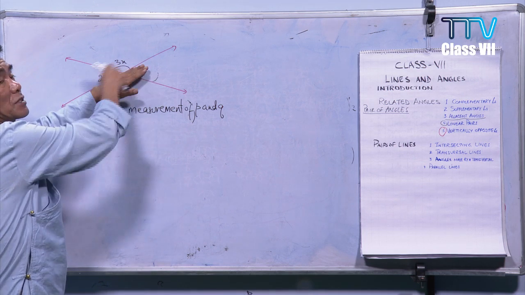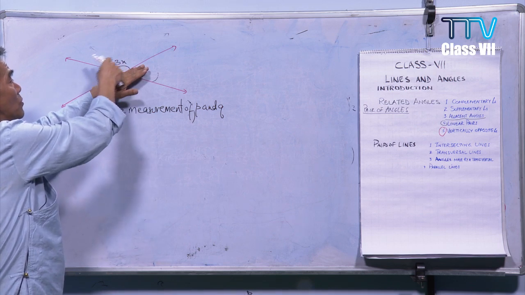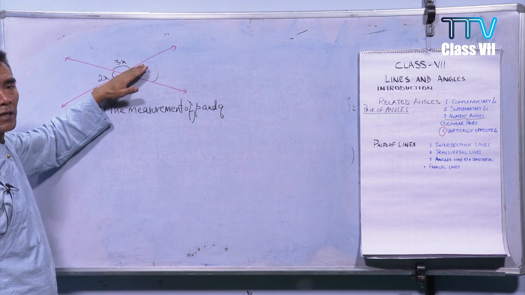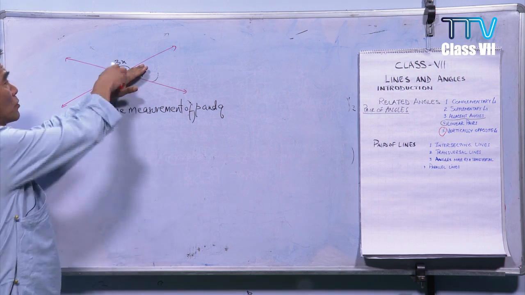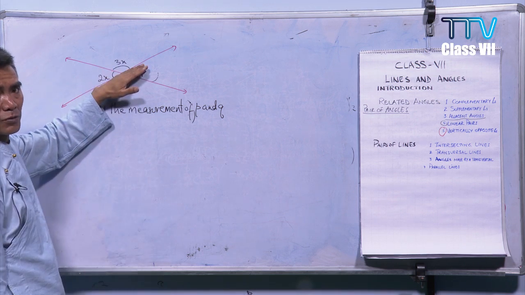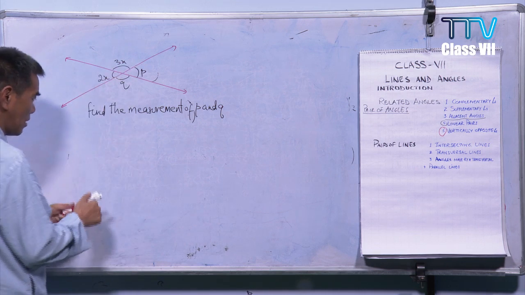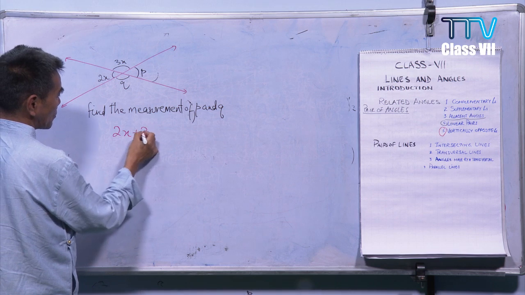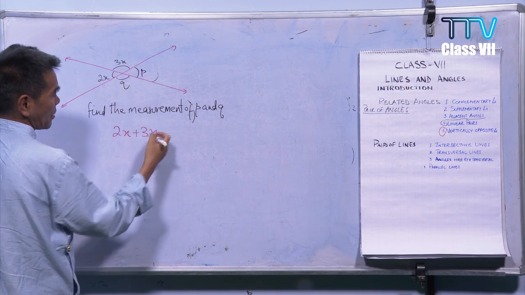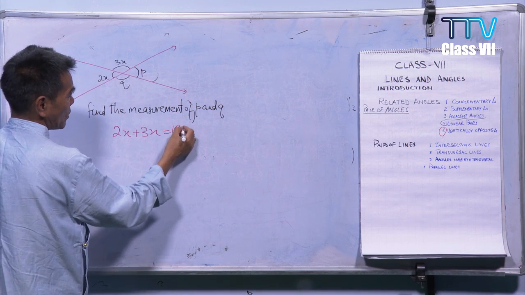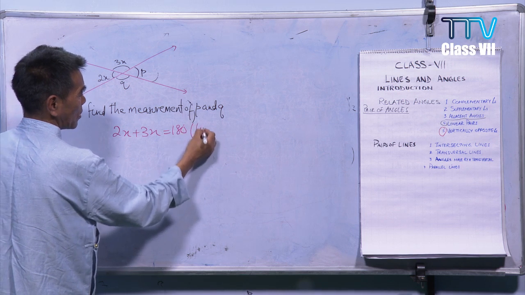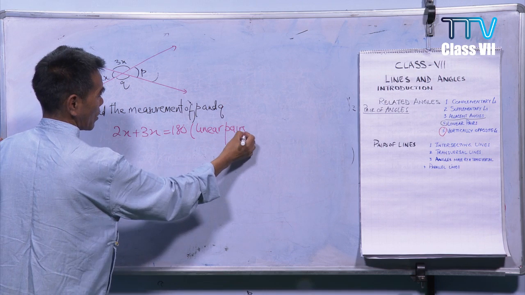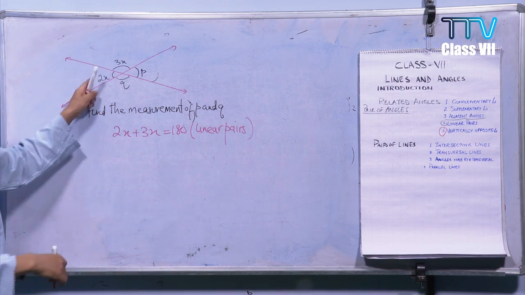This is a straight line. So what do you think about these two angles? These two angles are a linear pair. 2x plus 3x equals 180. Okay, linear pair, the angles are a linear pair.